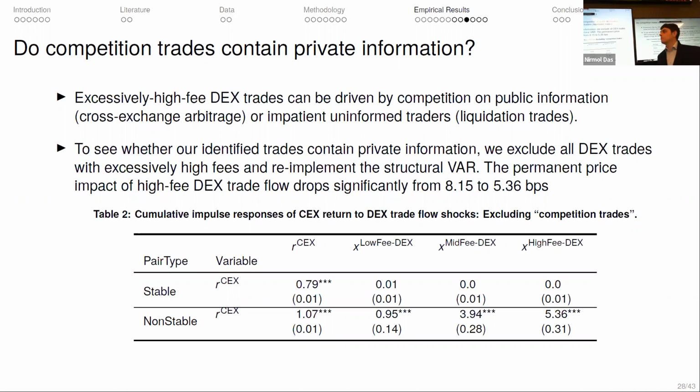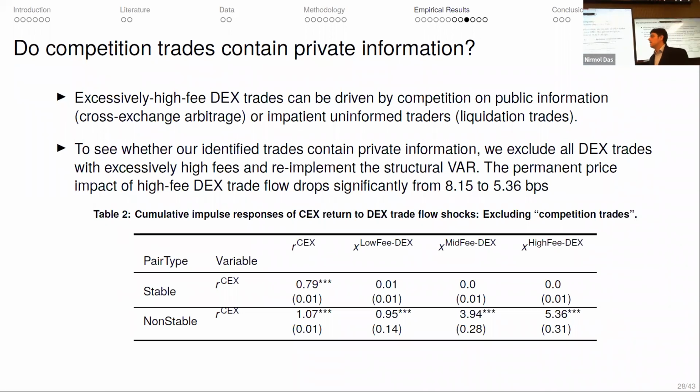This is public information arbitrage. Or I might have some allocation motives. I have to liquidate a large position, so I have to execute a liquidation trade. Now, we want to see whether these competition trades are really combining public or private information.